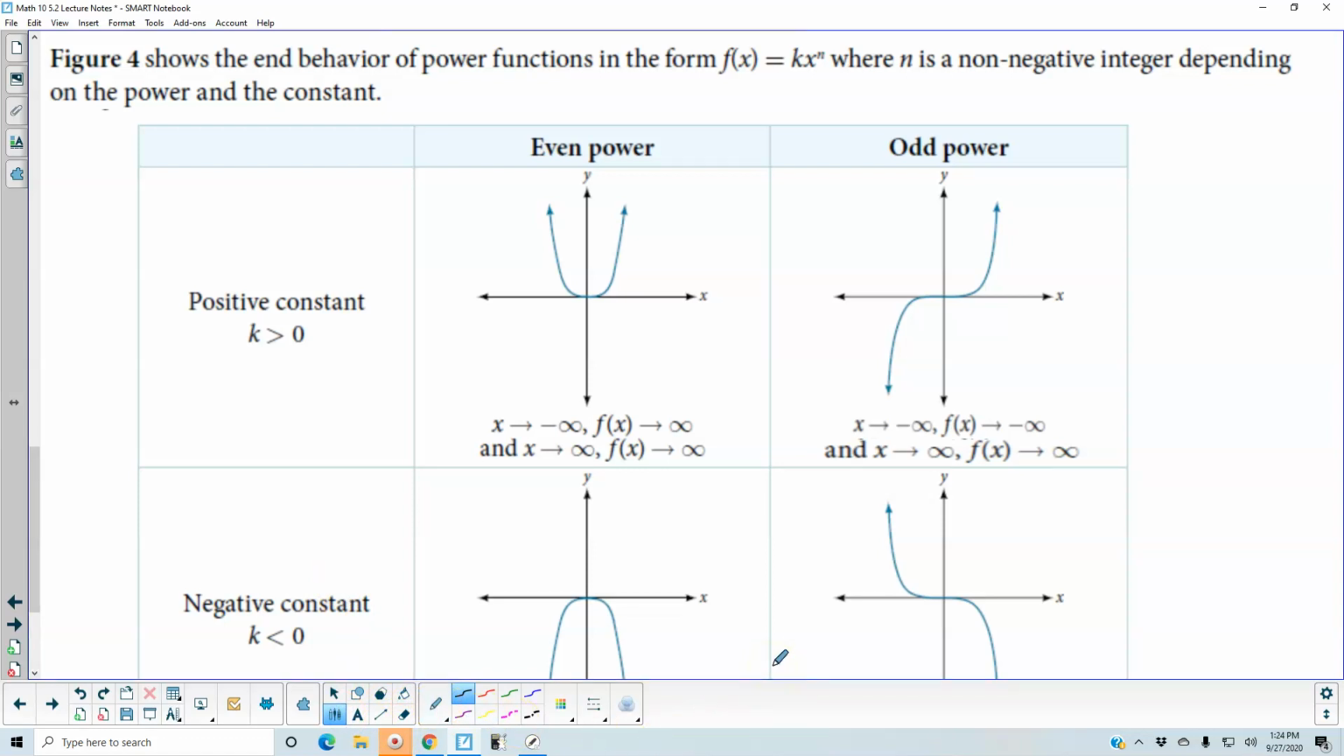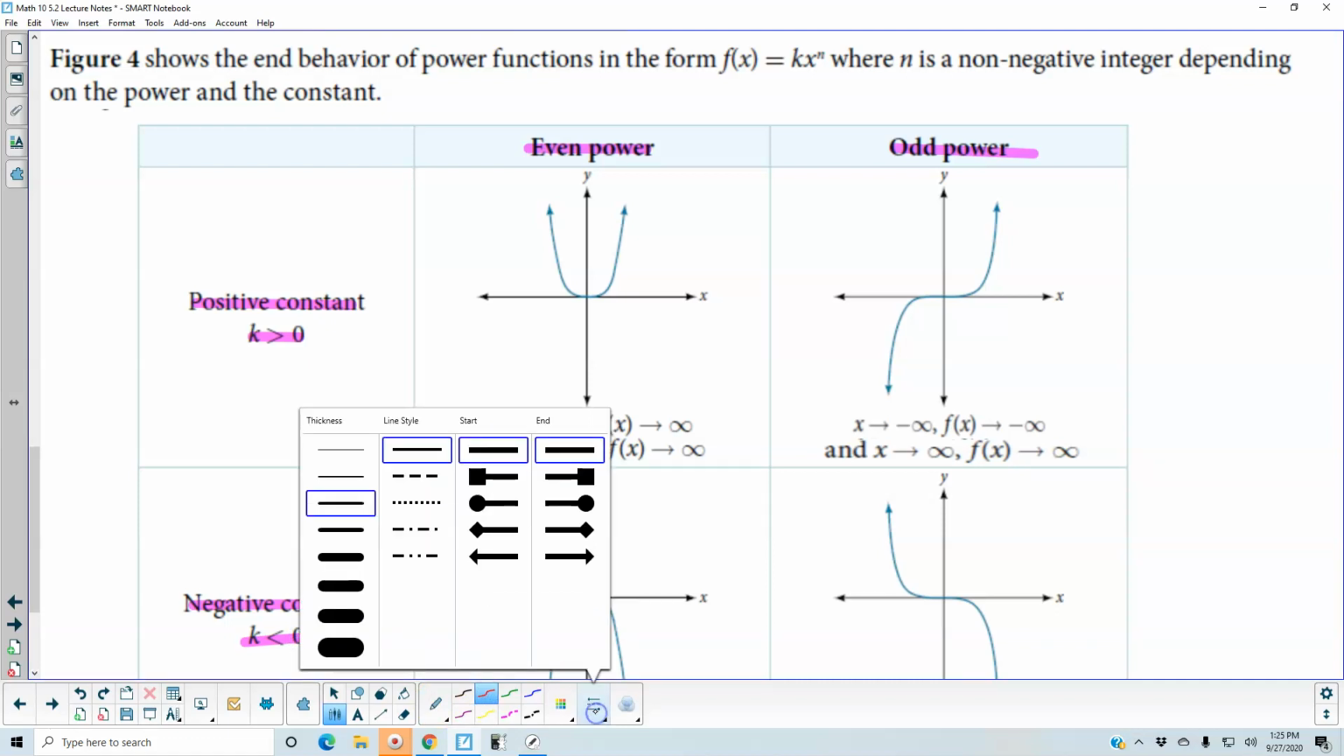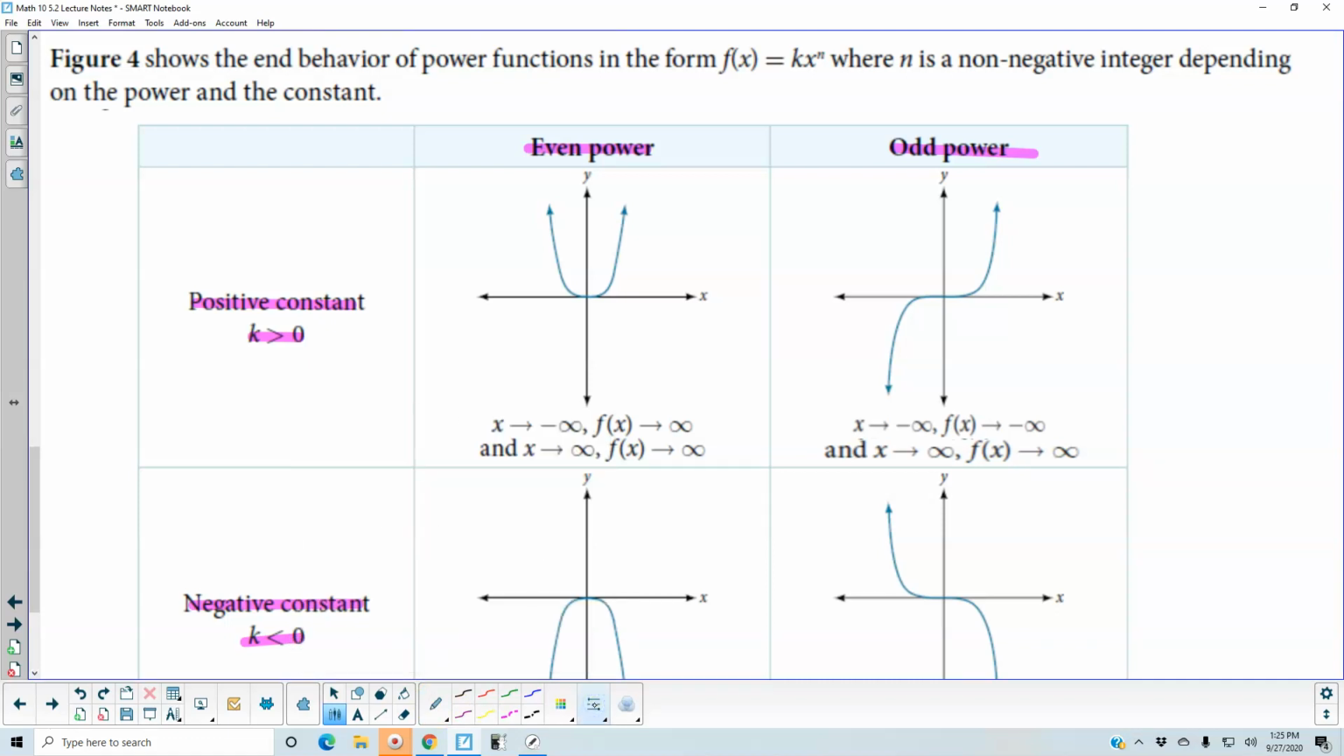At the very top, we can see that we have a situation where we have an even power and when we have an odd power. And then we have a positive constant, meaning the value of k is greater than 0, and a negative constant where k is less than 0. So we want to make sure that we are paying close attention to that as we look at these graphs. Whenever we have a positive constant where k is greater than 0 and an even power, here is our end behavior for this graph.